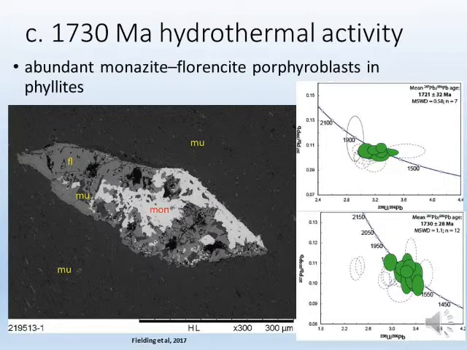So we see a second hydrothermal event at 1730 Ma. And this is not associated with gold mineralisation. But along the Hardy Fault, we get these high strain zones. We start to see these porphyroblasts here, which are possibly former andalusites, and they've been totally replaced by monazite and florencite. And the monazite in these yields an age of 1730 Ma, which we're interpreting just to be hydrothermal fluids during fault reactivation at that time.